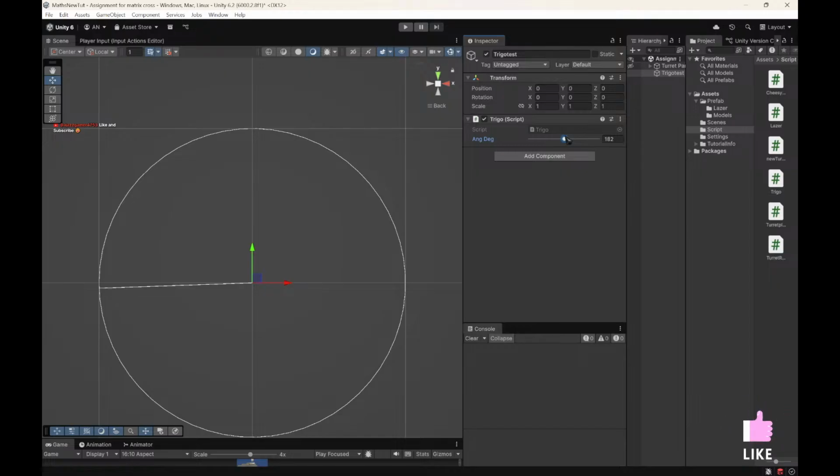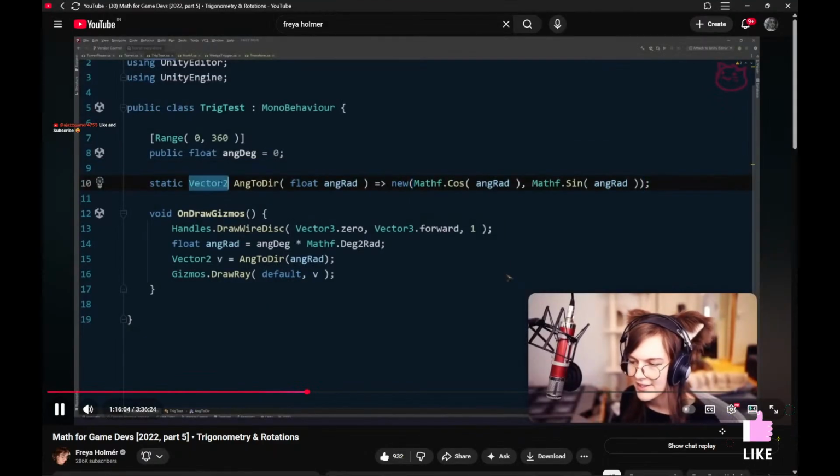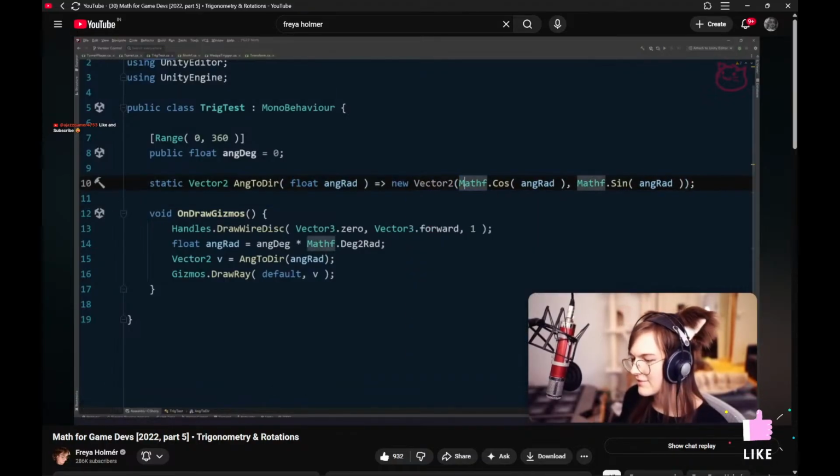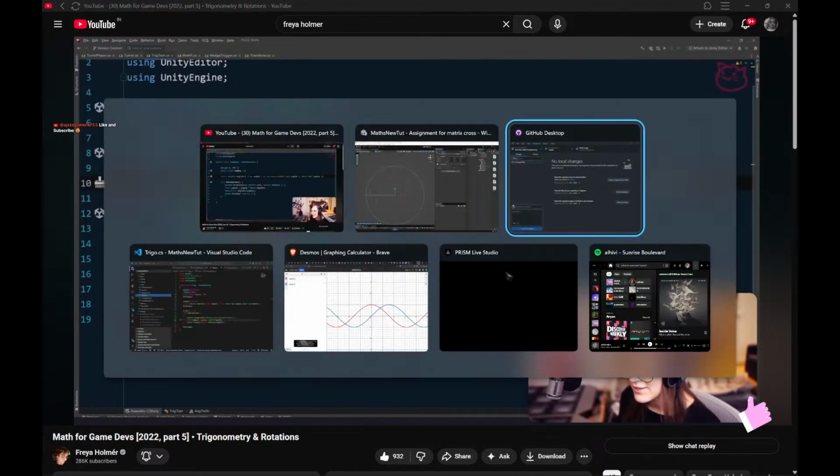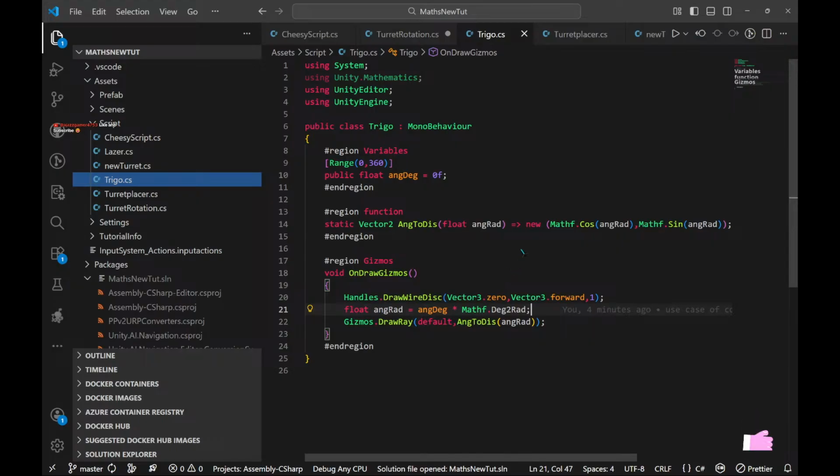Oh yeah, so this is a relatively new C# feature. This is called target typed new. In some contexts, the compiler can know what type this is, but generally you would do new Vector2 in that case. It knows what it is in this case because the method is returning a Vector2.